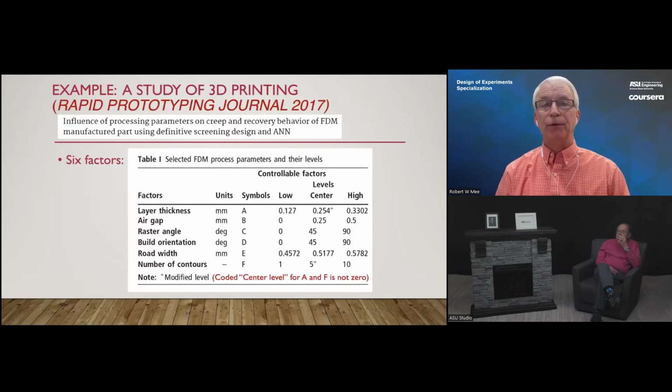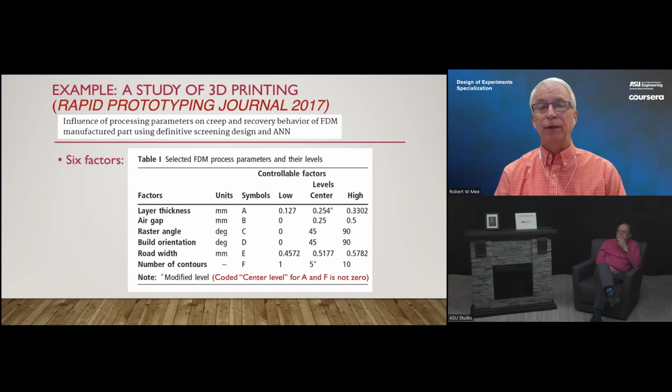I'll now go through an example. It's a study of 3D printing in the journal Rapid Prototyping Journal. The title of the article is shown there. And there are 6 numeric factors. 5 of those are continuous variables. The 6th one is numeric but discrete, the number of contours.